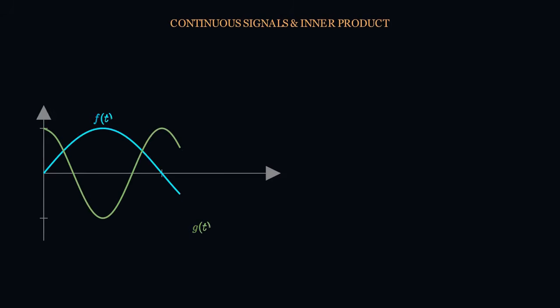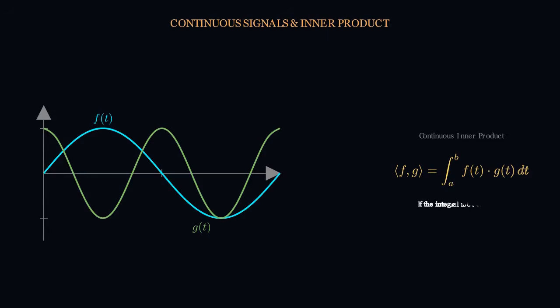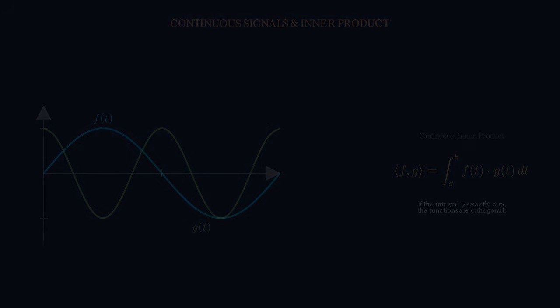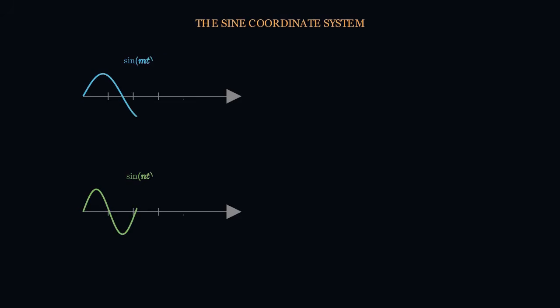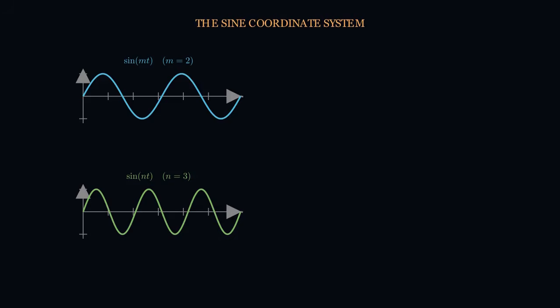We can scale this geometric concept up from discrete vectors to continuous functions. To find the dot product of 2 continuous signals, f and g, over a specific time interval from a to b, we replace the summation with an integral. This continuous inner product is written as the integral from a to b of f dot g dt. If this integral evaluates to 0, these 2 functions are orthogonal. They occupy completely independent perpendicular dimensions in the infinite dimensional space of functions.